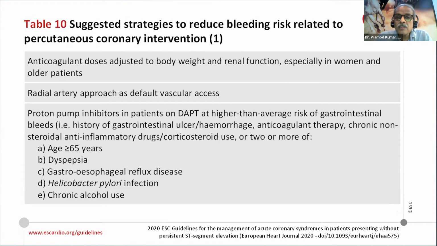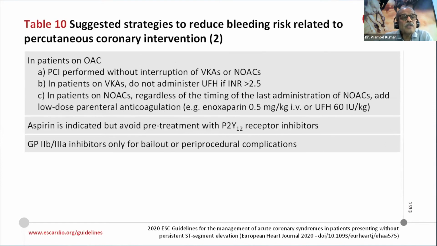So we come across patients with high bleeding risk almost every day. And so what are the steps you take to reduce that? These are the recommendations. You use anticoagulation doses adjusted to body weight and renal function, especially in women and elderly patients. Radial approach as the default vascular access is again a very important thing. Proton pump inhibitors in patients who are above 65 years, or have a history of dyspepsia, gastroesophageal reflux disease, Helicobacter pylori infection, or chronic alcohol abuse should be routine therapy.